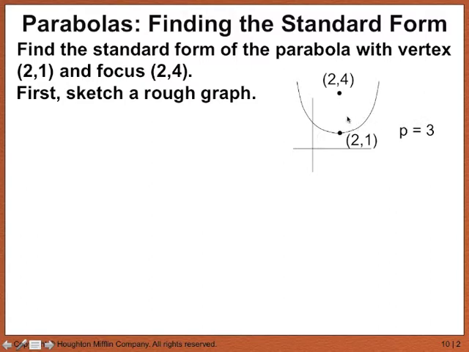Why is it positive 3? Because it's going upward, all right? And since it's 4 minus 1, it's 3. And negative 3 would be going downward, right? But this is an upward facing parabola. Now pause the video, do the rest of this problem yourself, and then resume when you have an answer.